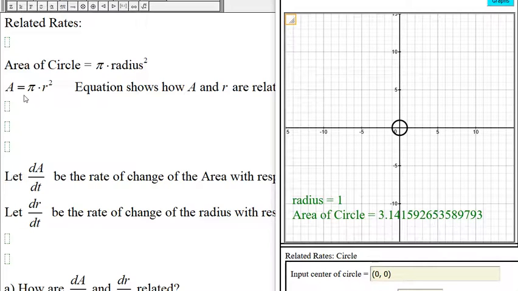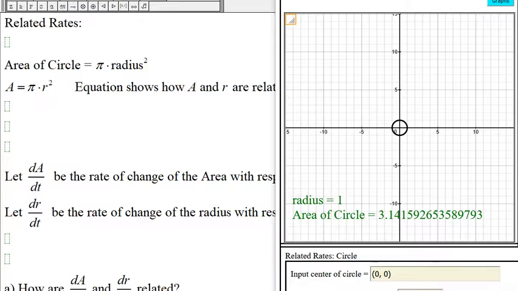Here we have a circle. The area of the circle is pi times the square of the radius. And this equation right here shows how the area and the radius are related. What we'd like to look at now is the rate of change of the area and the rate of change of the radius, and see how they are also related.